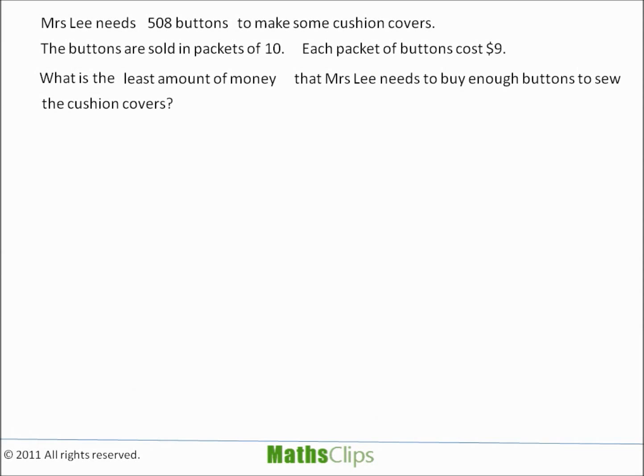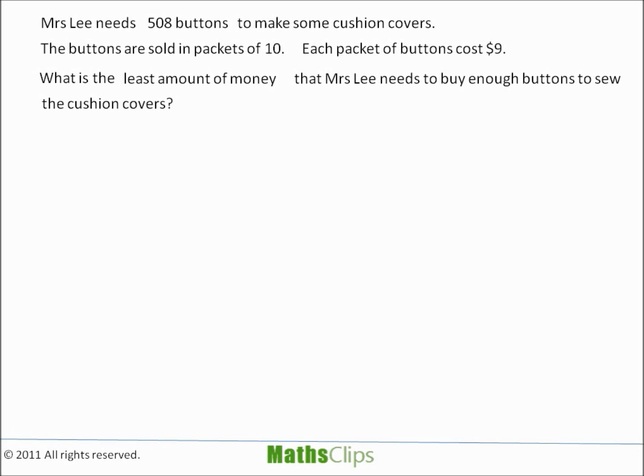Mrs. Lee needs 508 buttons to make some cushion covers. The buttons are sold in packets of 10. Each packet of buttons costs $9. What is the least amount of money that Mrs. Lee needs to buy enough buttons to sew the cushion covers?